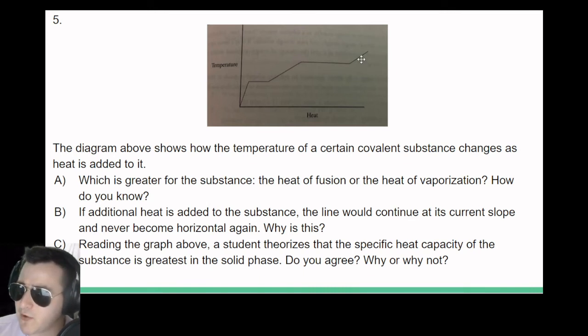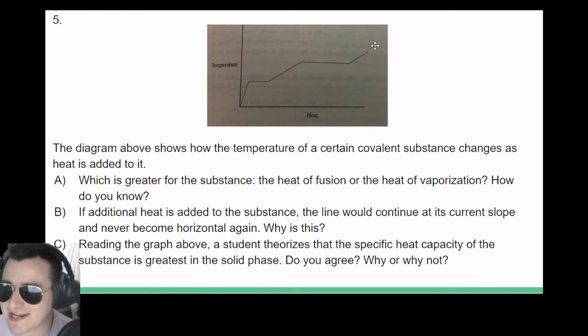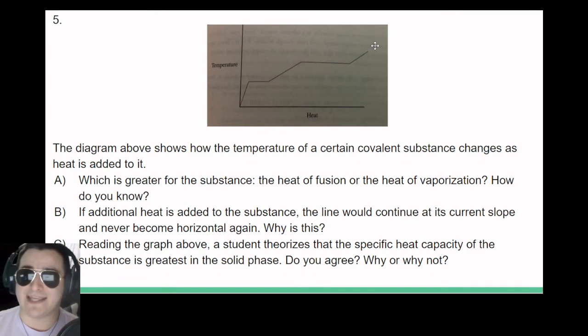This is a pre-AP question. This is an honors question. I don't even need AP to do this. It's a gas, right? We don't go above gases. We're not going to become another phase ever again if we are continuously adding heat.